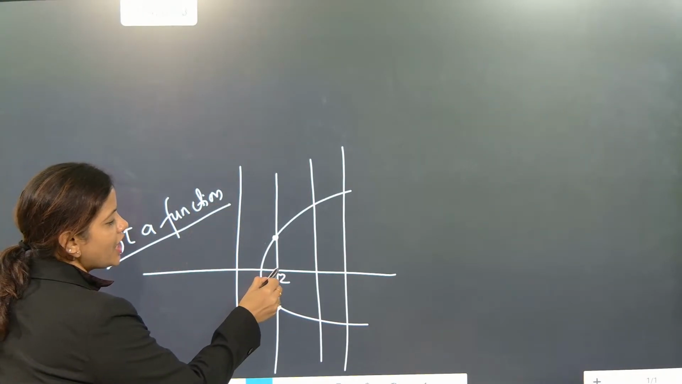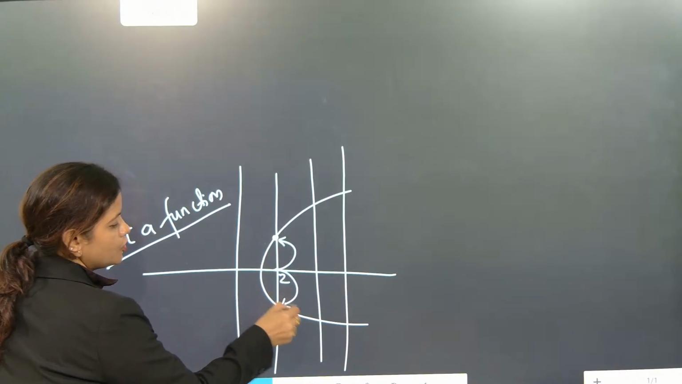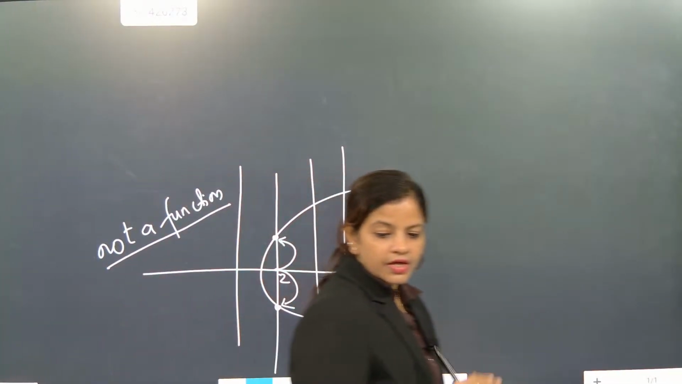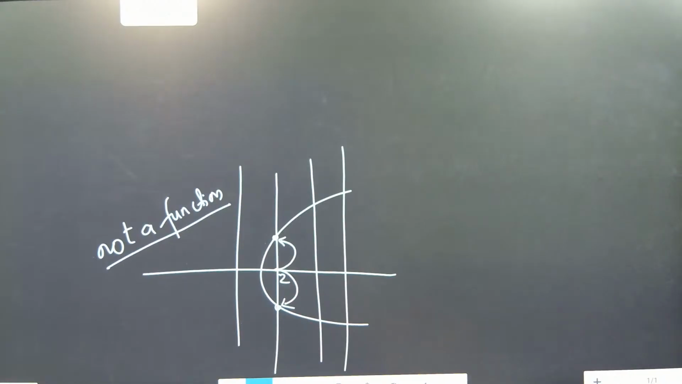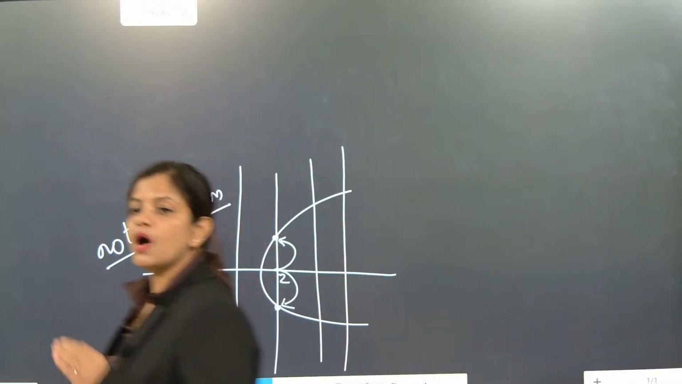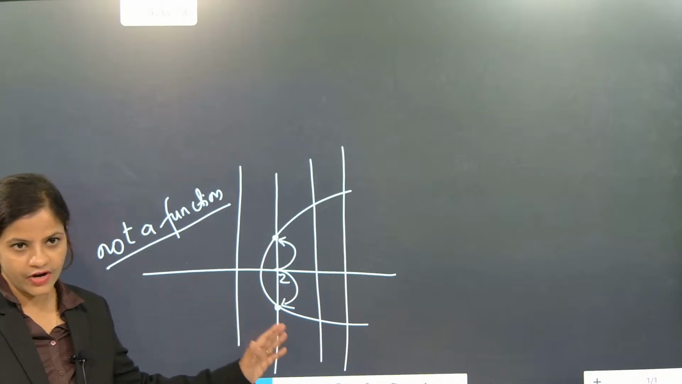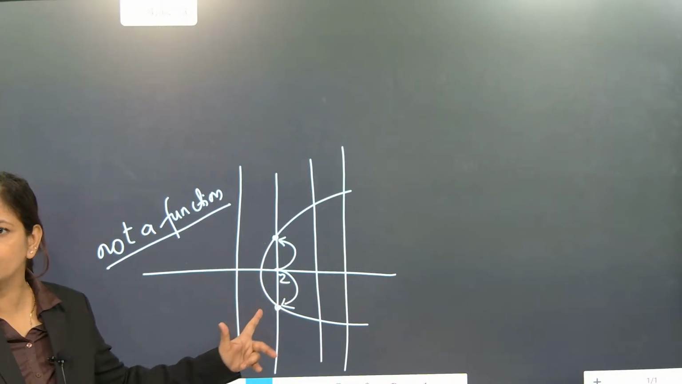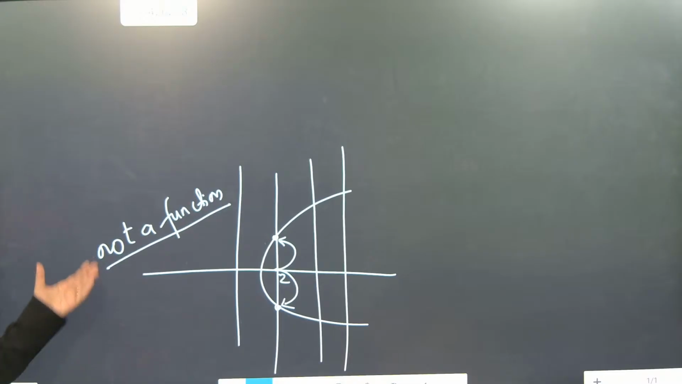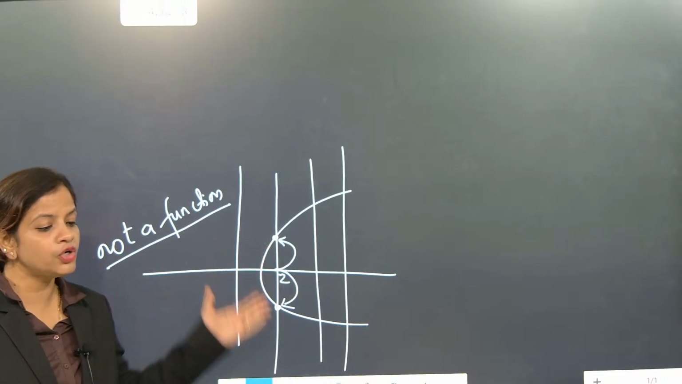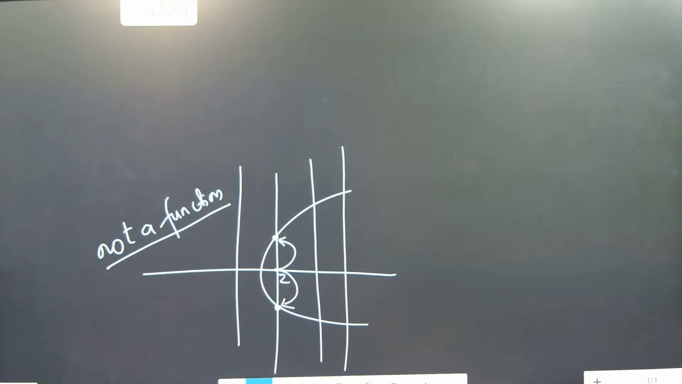One input is having how many outputs? Two outputs. Is it a function? No, it is not at all a function. Remember this: one input should not have two outputs. I hope till here it is crystal clear that this part is not going to be a function because one input is having two outputs. Whenever an input is going to two outputs, it is not at all a function.